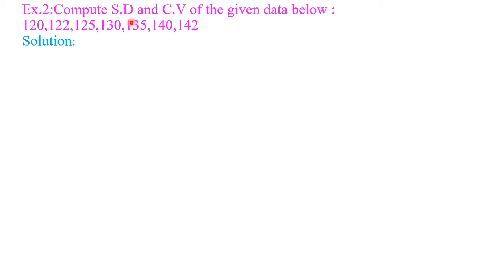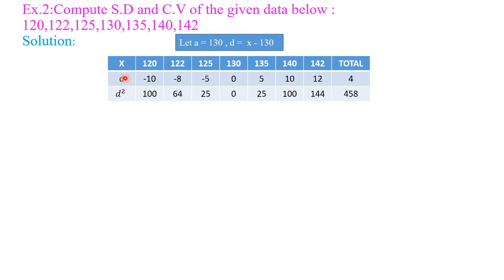Example number 2. Compute standard deviation and CV of the given data below. The data are 120, 122, 125, 130, 135, 140 and 142. Solution. Prepare a table, and in this table observation x is equal to 120, 122, 125, 130, 135, 140 and 142.